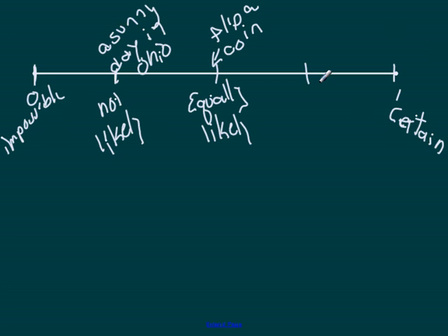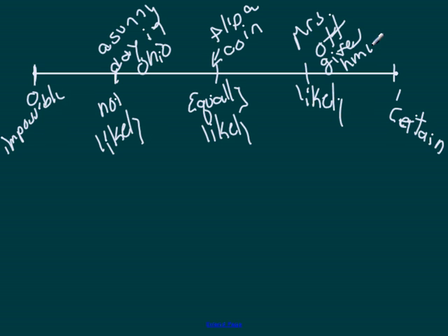A likely event in this region would be something like Mrs. Ott giving you homework. I pretty much always give you homework, right? That is a likely event. It's not certain because there's some days I don't, but more often than not, I give you homework. So that's a likely event.